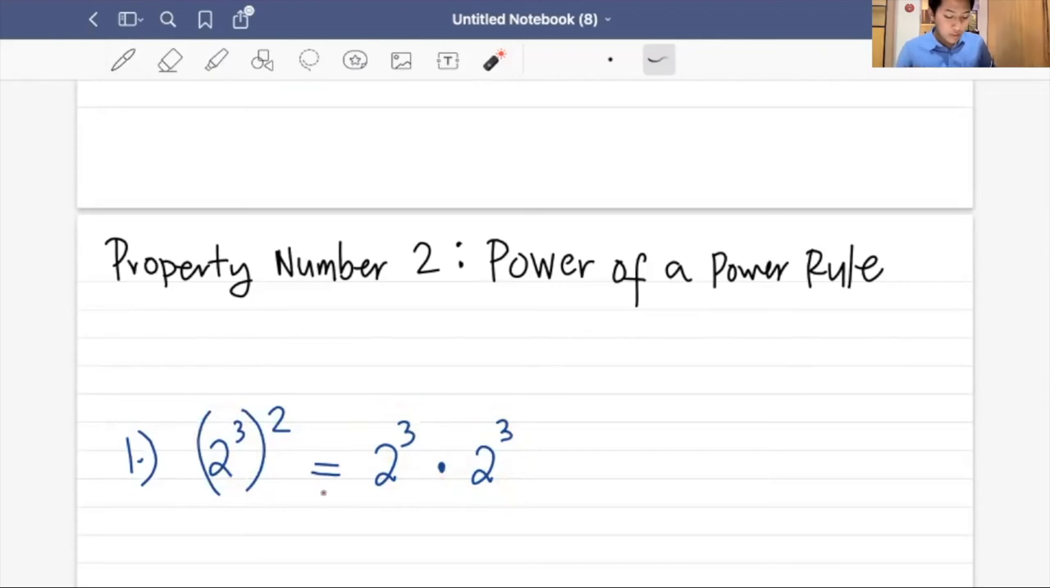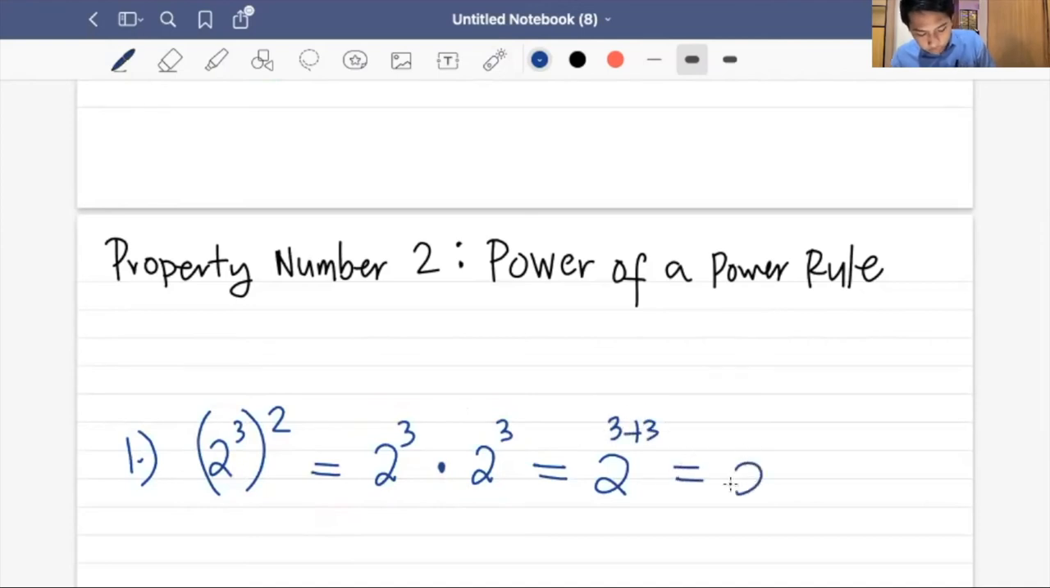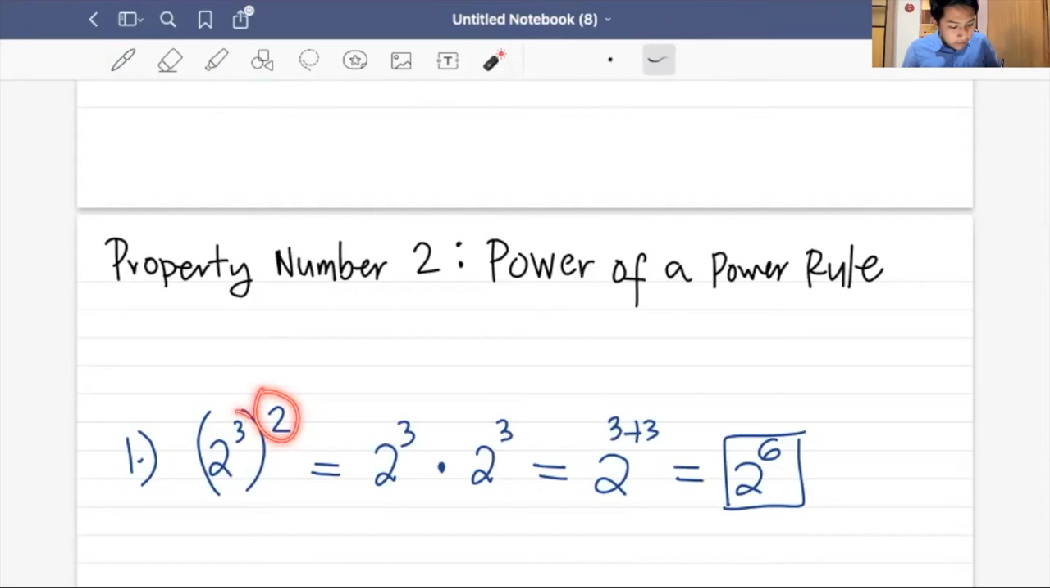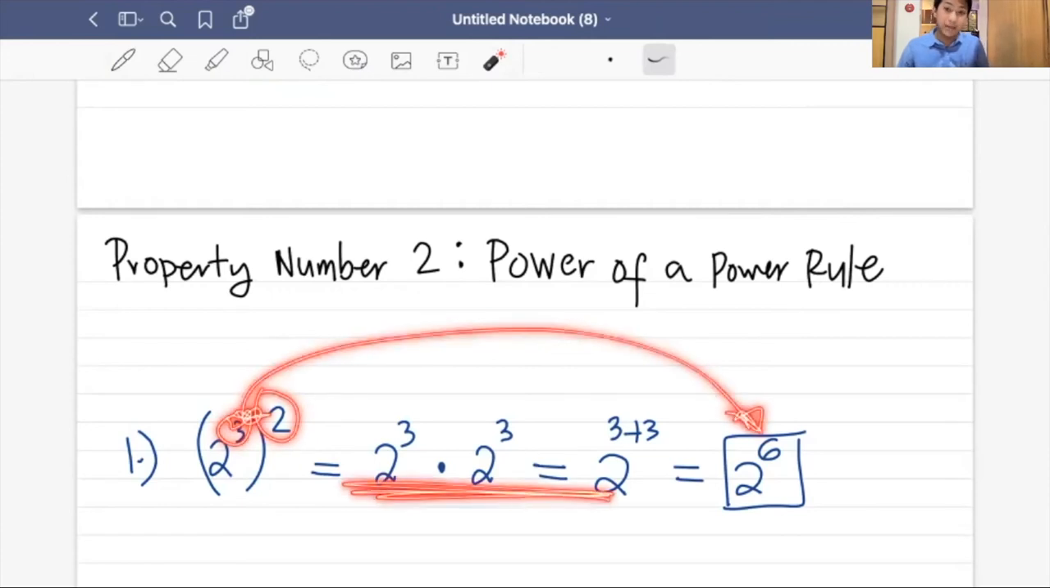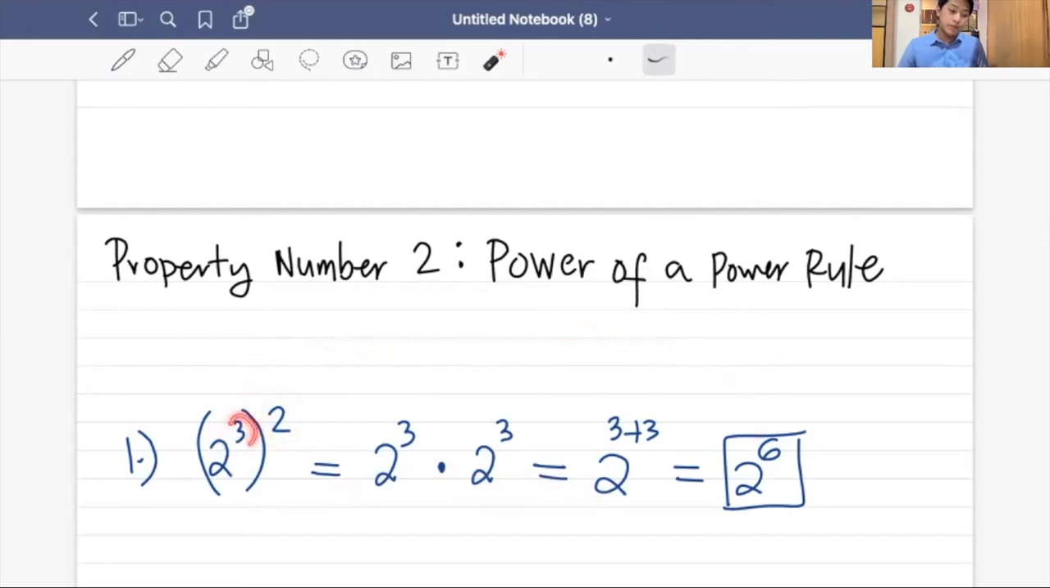And we know how to solve this. This is just equal to, just copy the base, which is 2, and then add the exponents. So 3 plus 3, and that is equal to 2 to the 6. Using the product rule, we can come up with the correct answer, which is 2 to the 6th power. However, what did you observe with the power here and the other power? That's right. If we multiply 3 and 2, you will go directly to 6, which is the answer. So you can get rid of these steps and just multiply the power here, 3, times the outer power, which is 2. So 3 times 2 is 6. So 2 to the 6th power. That's why it's called the power of a power rule.